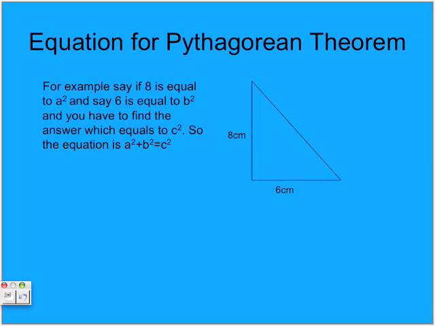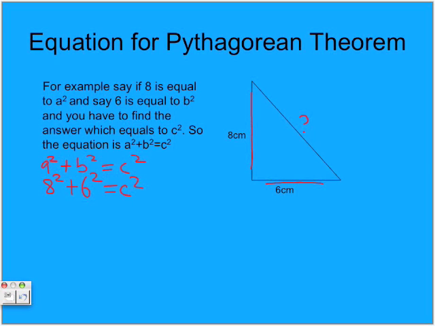For example, say 8 centimeters and 6 centimeters are leg A and leg B, and we're finding the hypotenuse. The equation would be a squared plus b squared equals c squared, because we're finding the hypotenuse and we have to use the same formula. So since a is equal to 8, 8 squared plus 6 squared equals c squared.